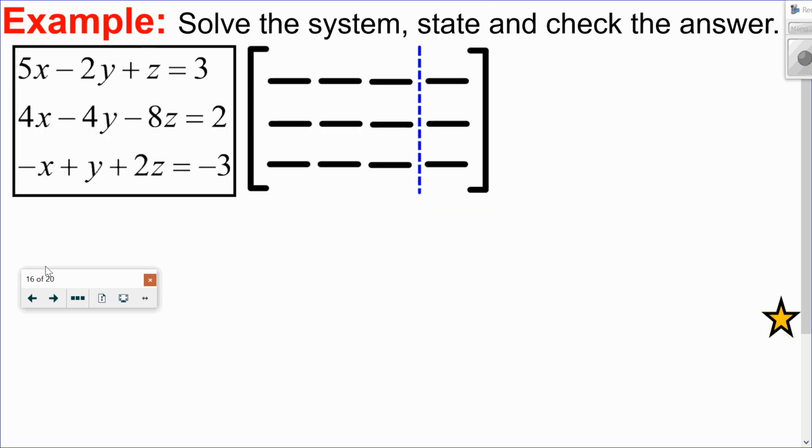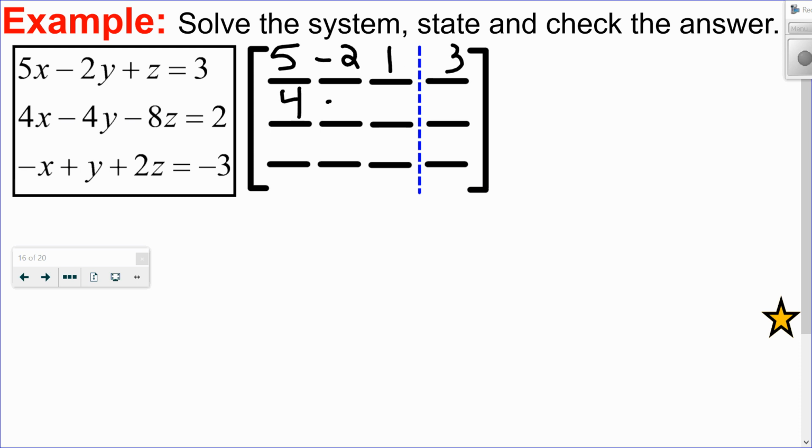Okay, let's try this one here. So again, x, y, z, they are all there. They're all in order. That's good. So we can start placing them in. So 5, negative 2, 1, and 3, 4, negative 4, negative 8, and 2, negative 1, 1, 2, and negative 3. Anytime you have a 1, put that right away into row 1.